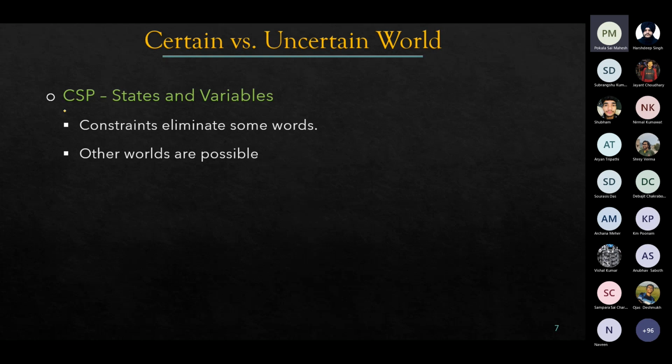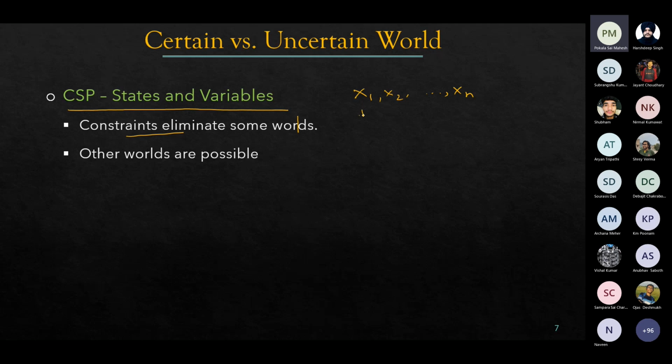Whenever we talk about the world of certainty, we talk about CSPs. In CSPs, we have states and variables. And what do we mean by a state? A state is basically a particular assignment of the variables that we know to be true in the CSP, right? Now, the constraints eliminate some worlds. So we have, say, n variables: x1, x2 to xn, right?